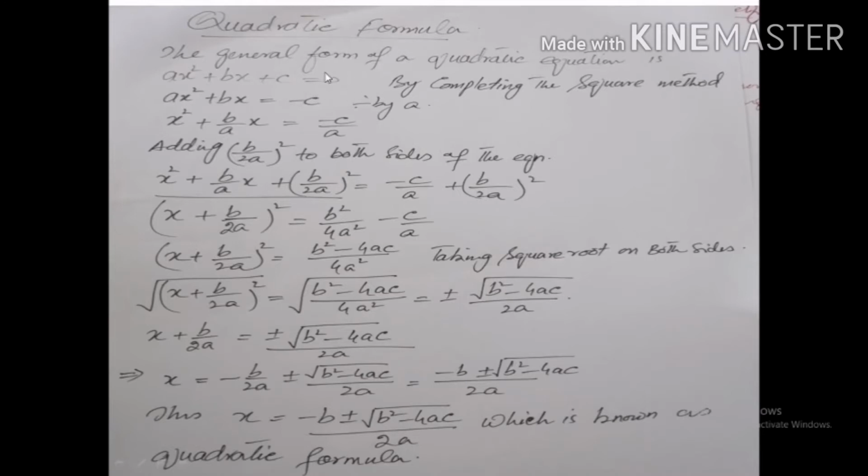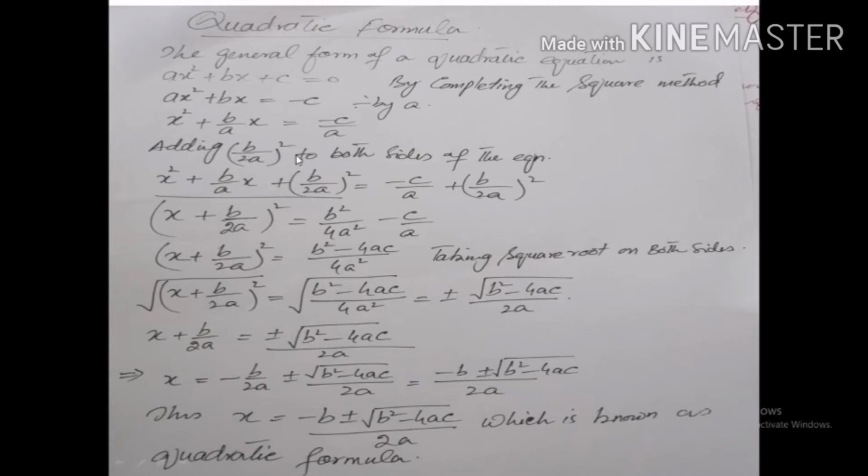Step by step, all the 6 steps. In the first step, divide the whole equation by a, the coefficient of x². So we get x² + (b/a)x, and next transfer the constant term to the right hand side. That is + c/a, by transferring it becomes −c/a. So we get x² + (b/a)x = −c/a.